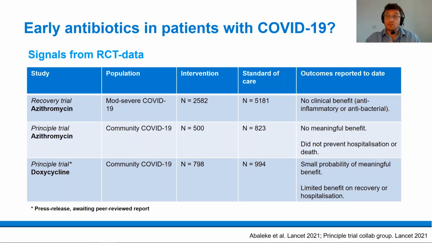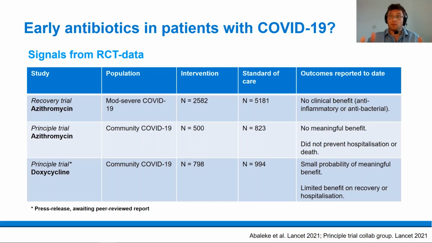And I think what's more interesting from this point of view is to look at the PRINCIPLE trial. Now, the PRINCIPLE trial is a UK-based study which recruited patients in the community who were diagnosed with COVID-19, and they were randomized to standard of care versus interventions in the community to look at their progression of disease, hospitalization, and mortality.